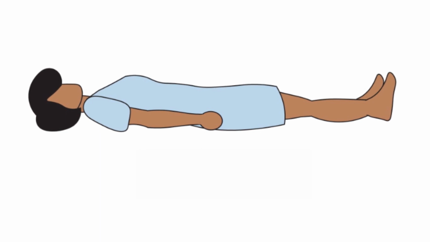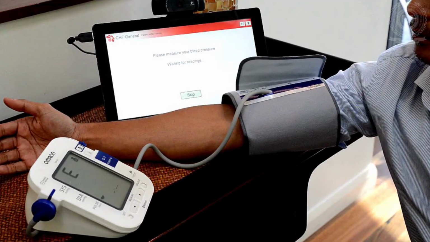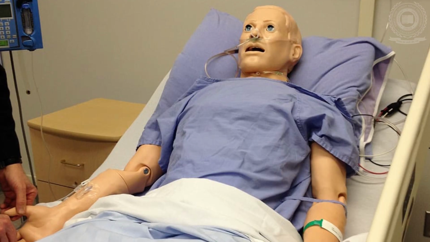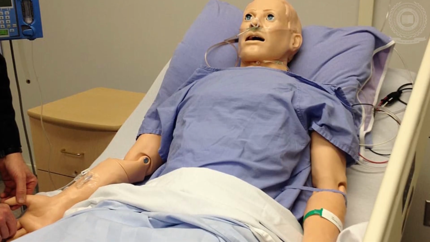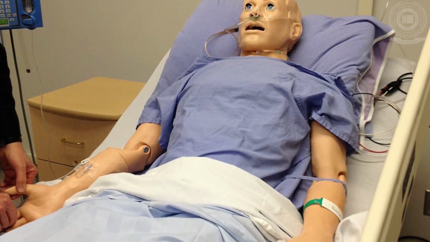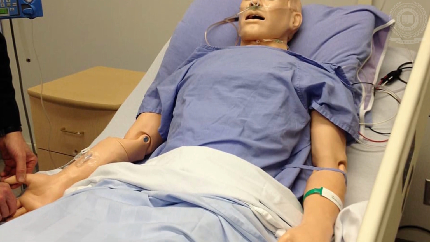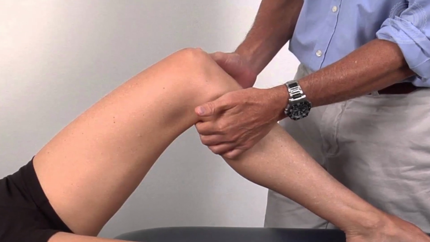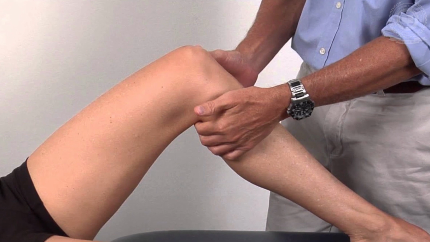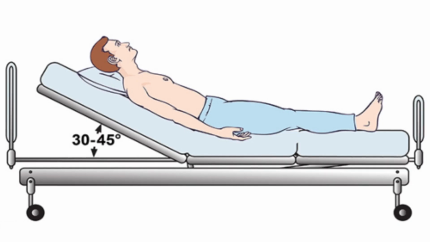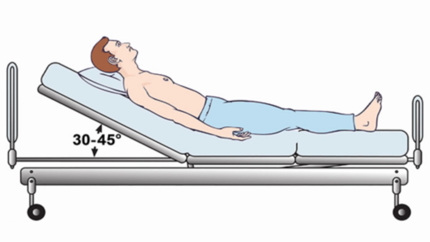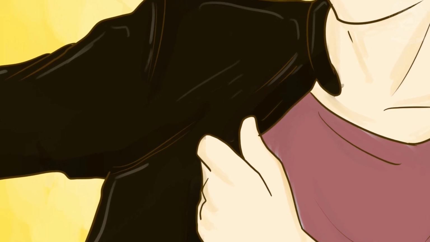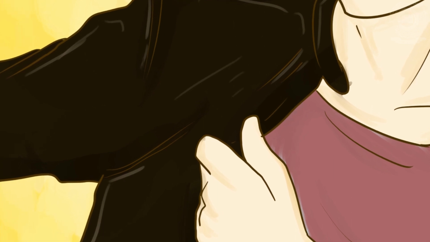Comfortably position the patient sitting with the arm supported on the table at heart level, or lying down with the arm resting on the bed and the palm of the hand facing upward. Position the knee slightly flexed. For popliteal BP checking, the patient should be instructed to keep his or her feet flat. Remove tight clothing from the limb to be used and support the limb.